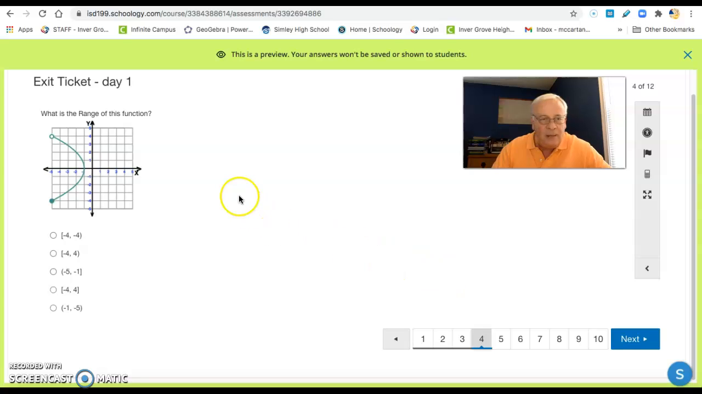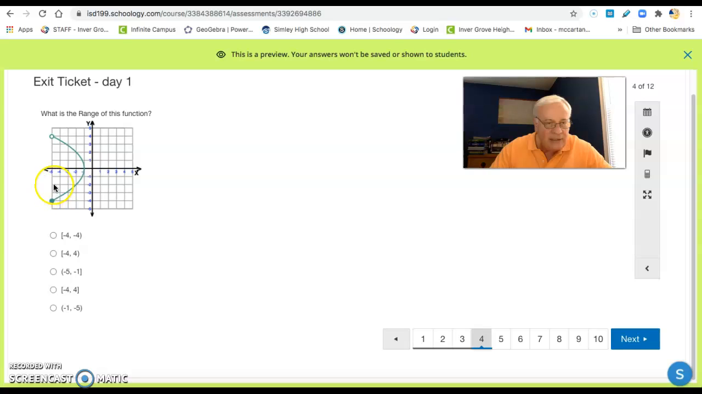All right, the next 3 problems I think are range. And range is up and down. How tall is it? Well, again, think of the y-axis. This one starts down here at -4, and it includes -4. That's what that dot means. So we want a square bracket on -4. So it's this one, or this one, or this one.